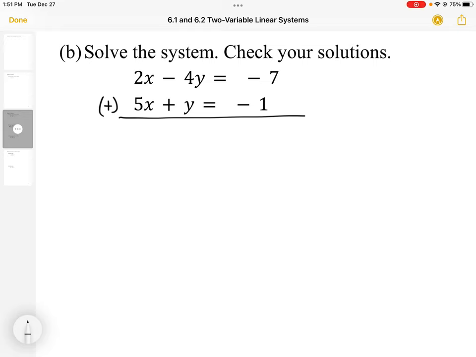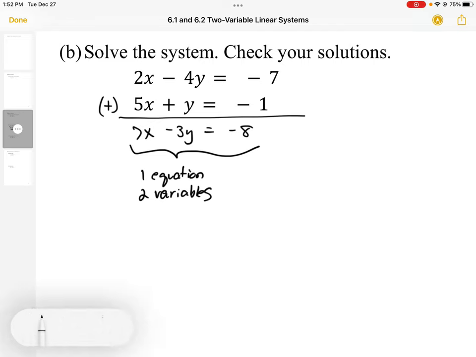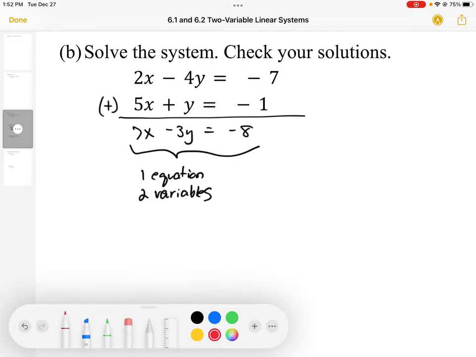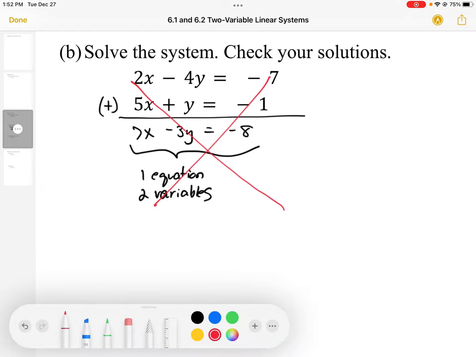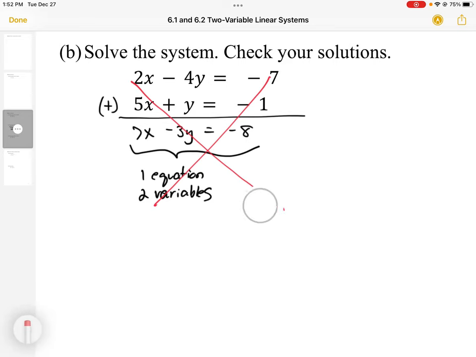opposite coefficients. So 2x plus 5x is 7x. Negative 4y plus y is negative 3y. We get negative 7 plus negative 1 is negative 8. The result here is one equation that has two variables. And that is a problem. Okay, if you end up in a situation like that, just stop, because what you did is not going to result in a situation that you're going to be able to solve.